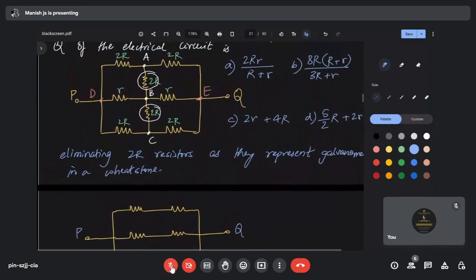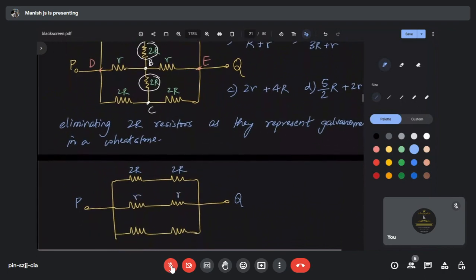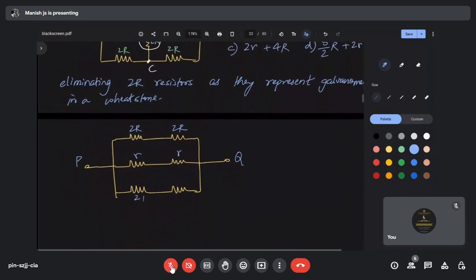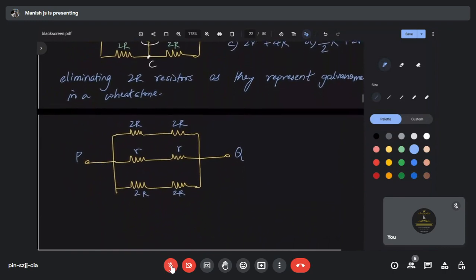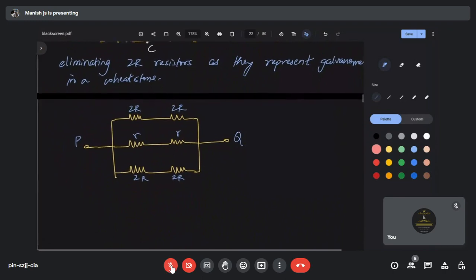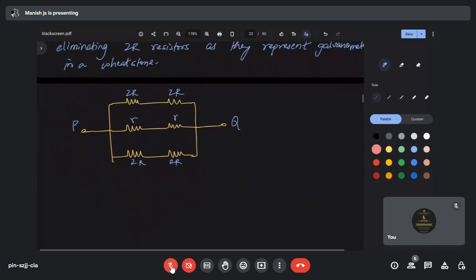And what are the resistor values? This is 2R, these two are R, and then 2R again, capital R. So these are the resistor values. So further, how can we simplify this? Now I think from here it should be easy. Now you can simplify. The most critical part is to identify the Wheatstone in the given circuit, and once you have identified that, it's going to be a cakewalk.